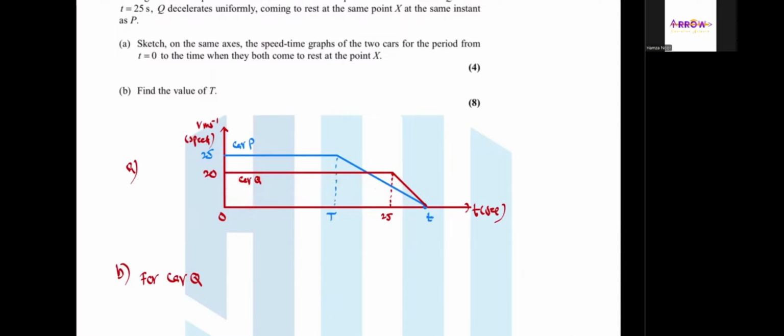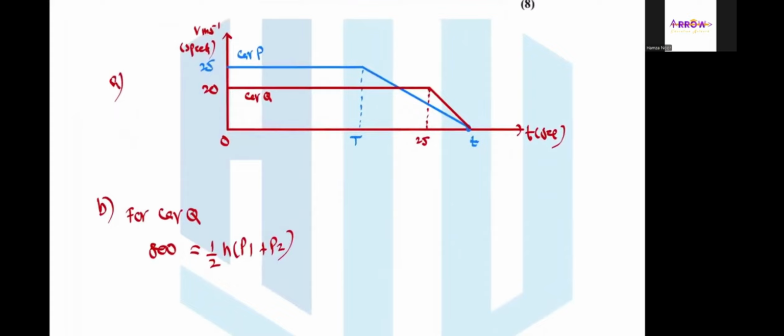Okay, so I can say that 800 is equal to the area of a trapezium, half into height into sum of parallel sides. So if you consider the graph of car Q, the height is basically 20 over here, because height is the perpendicular distance between the two parallel sides. So the height of the trapezium for car Q is 20 and one parallel side for car Q is 25 and the other parallel side is t.